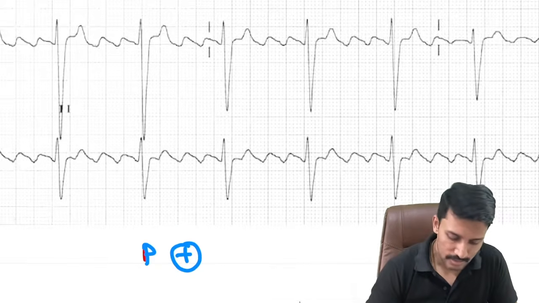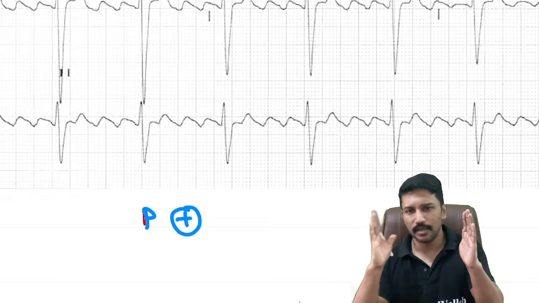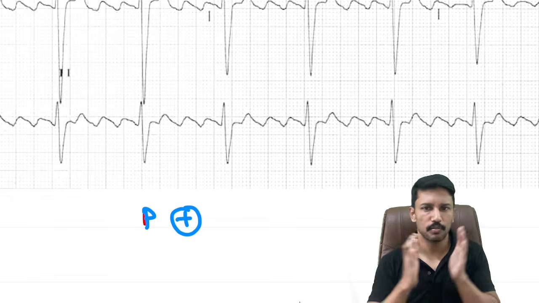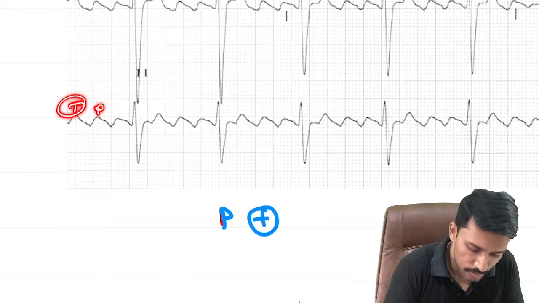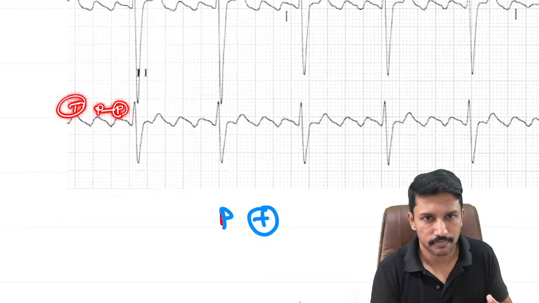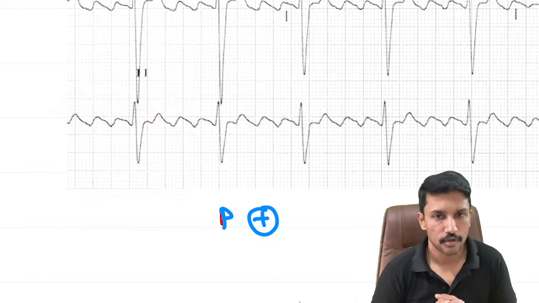Because normal sinus rhythm should have one P followed by one QRS. Behind a QRS, there should be a P. Okay, so now if this is T, then this has to be P, and a P should be followed by QRS. But instead I'm getting one more P, right? One more upright wave. Then I get a QRS.